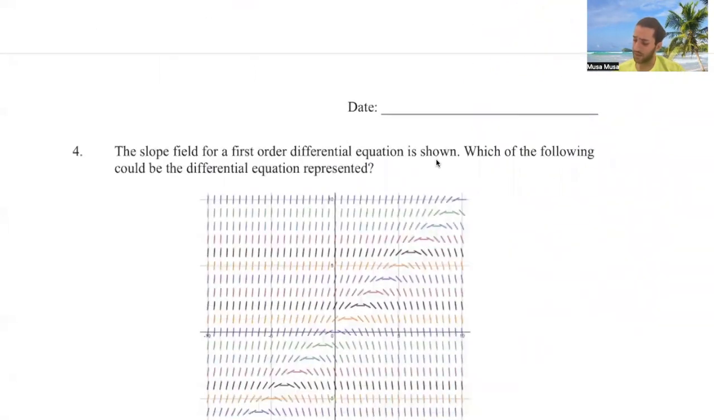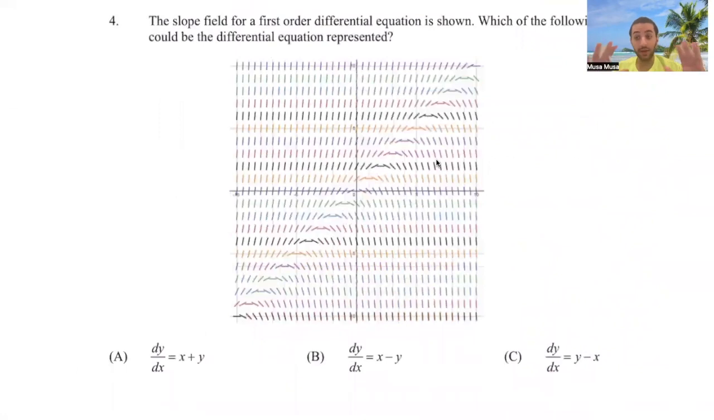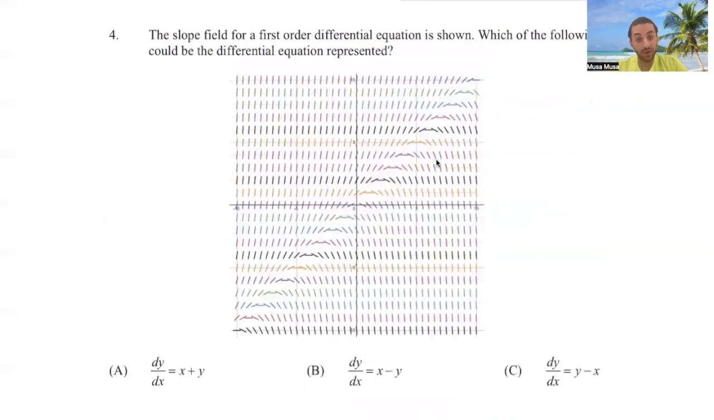Okay, what else is there? I see a lot of these sorts of questions. They're multiple choice, and they say the slope field for a first order differential equation is shown. Which of the following could be the differential equation represented? So all of these are first order differential equations. We have to just determine which of these is the one that connects to this slope field.